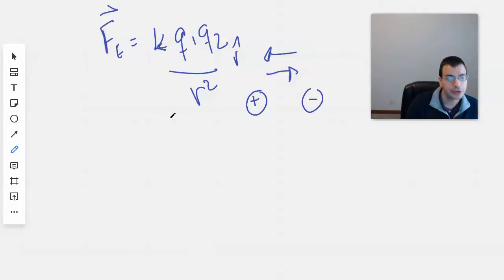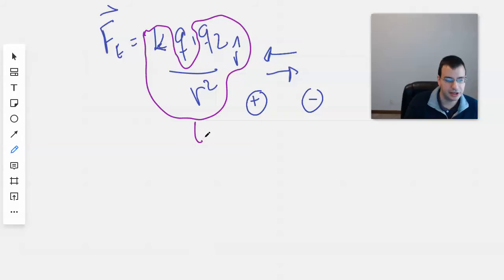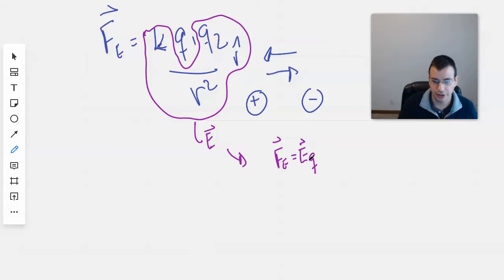Purple. So what electric field does for us is it takes this portion right here and says that is the electric field. So force then we will write as electric field times Q, where electric field is a vector field.